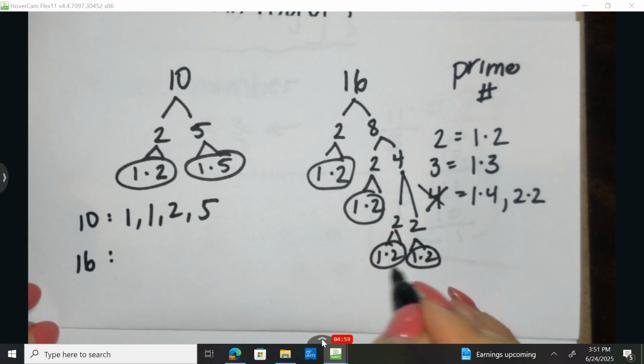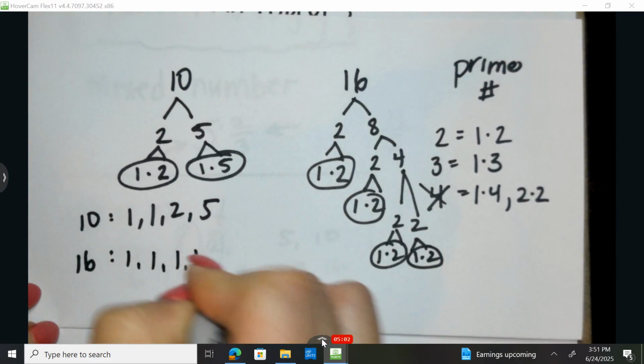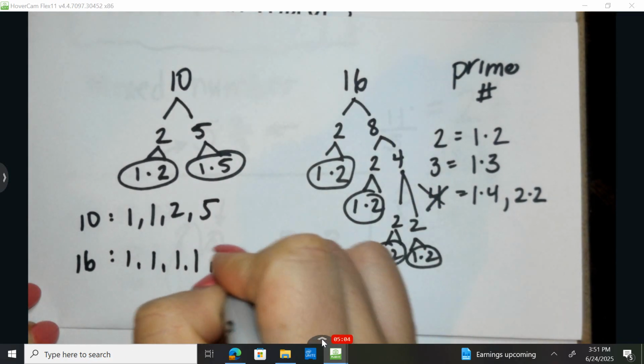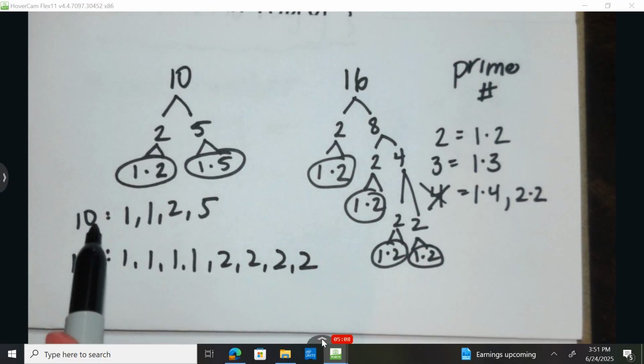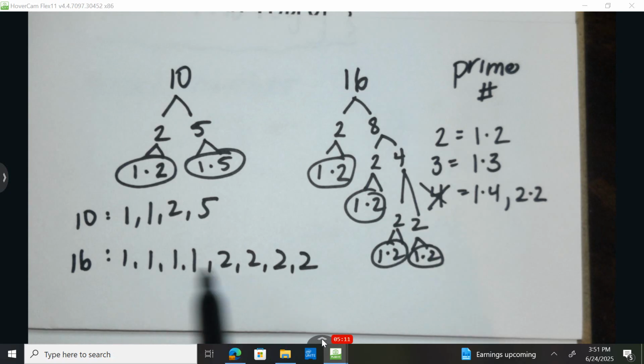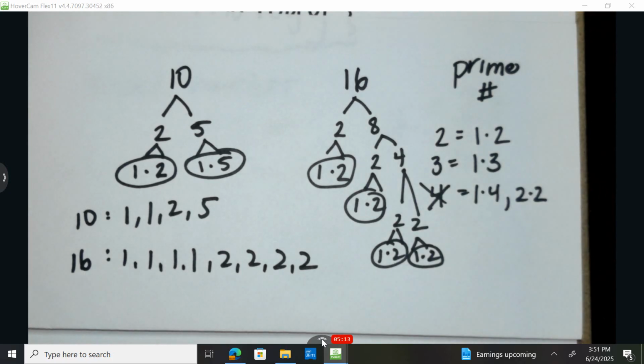Over here, I have 1, 2, 3, 4. I have 4 1s, and I have 4 2s. So if I multiplied 1 times 1 times 2 times 5, I'd achieve a value of 10. And if I multiply these values, I would also get an answer of 16.